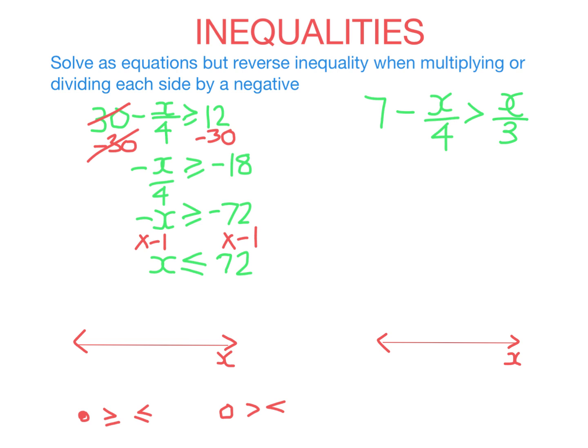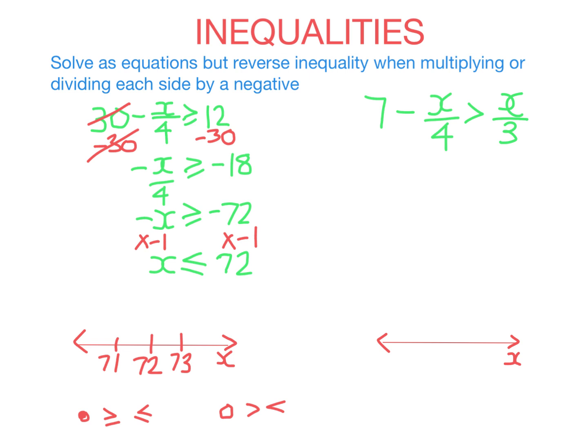Once we've found our solution, we graph it on a number line. So 72 is the number I'm interested in. I'll just put that at the center of the number line. Remember, numbers get larger as you go to the right and they get smaller as you go to the left.